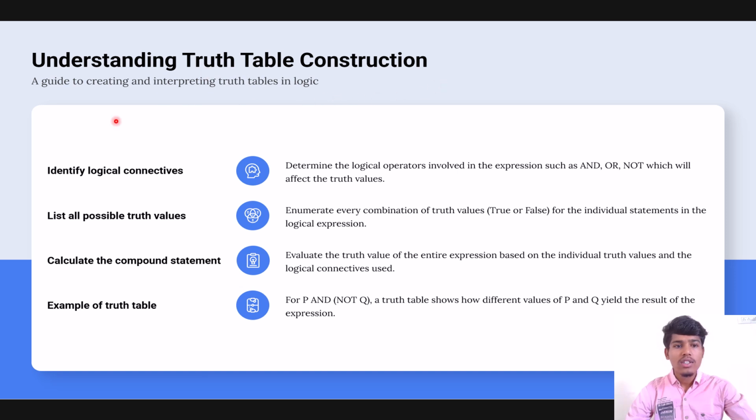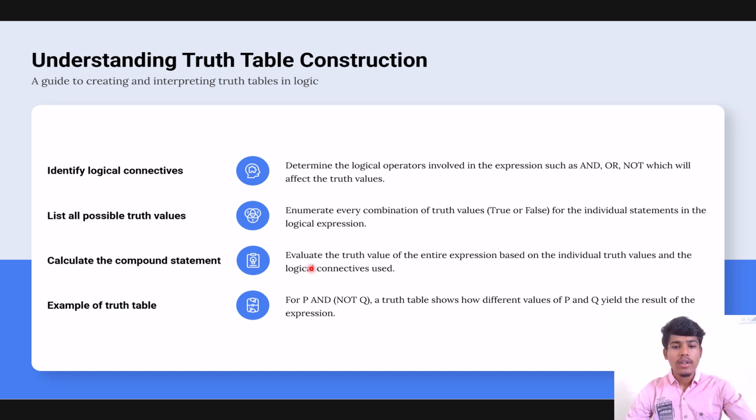Understanding truth table construction: a guide to creating and interpreting truth tables in logic. Identifying logical connectives: determine the logical operators involved in expressions, such as and, or, not, which affect the truth values. List all possible truth values: enumerate every combination of truth values, true or false, for individual statements in the logical expression.